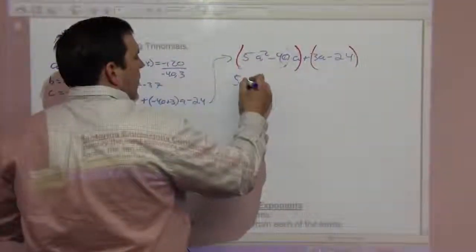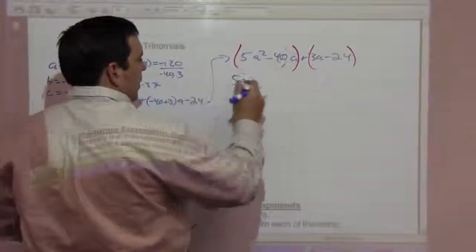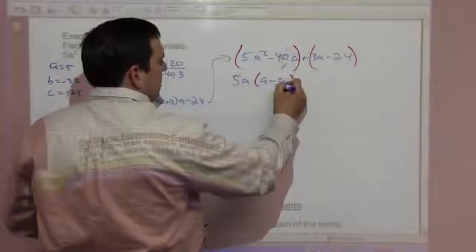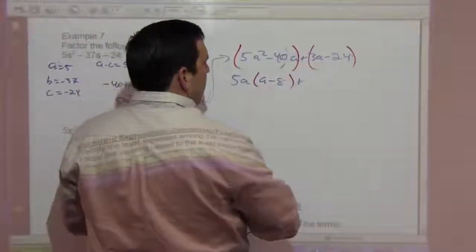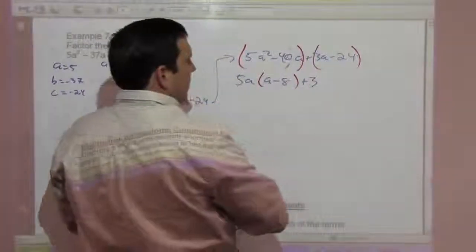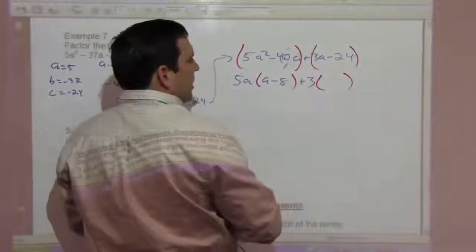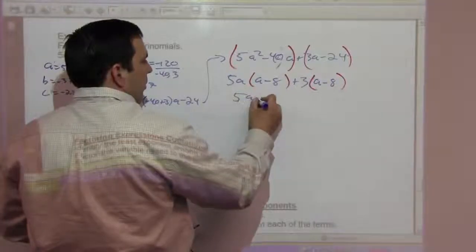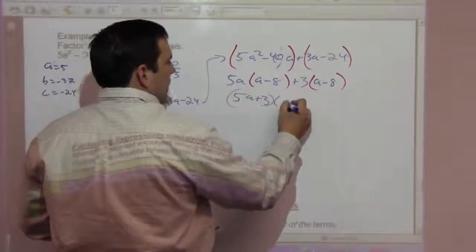So out of the first pair, 5a can come out. And what's left is an a minus 8. In the second pair, a 3 can come out. And we'd have an a minus 8. So it's going to be 5a plus 3 times a minus 8.